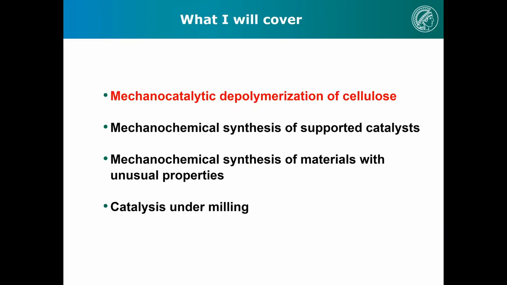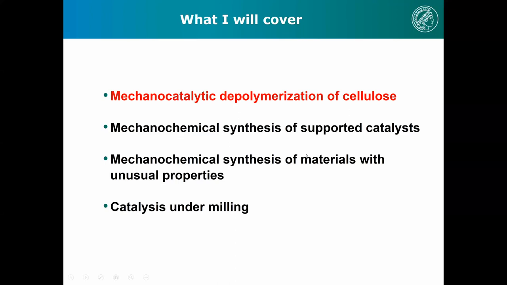What I want to touch on is 4 different topics today, which give you a flavor of what it can do in the mill, and what it has to do with catalysis. I'm first going to show you how we started. It was the mechanochemical depolymerization of cellulose. Then I want to talk about synthesizing coated catalysts. And we'll see one can synthesize actually very easily quite interesting catalytic systems.